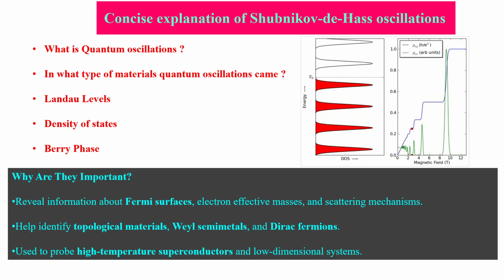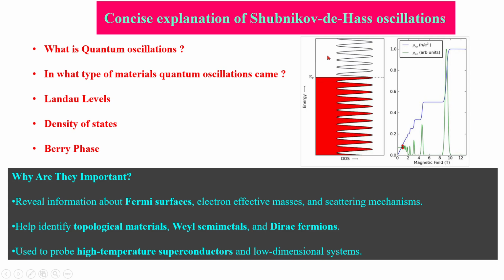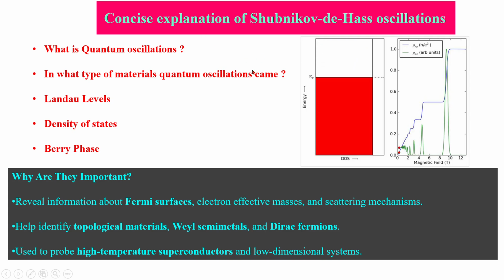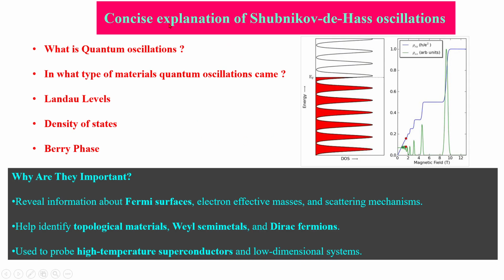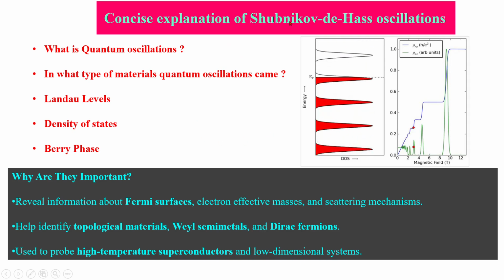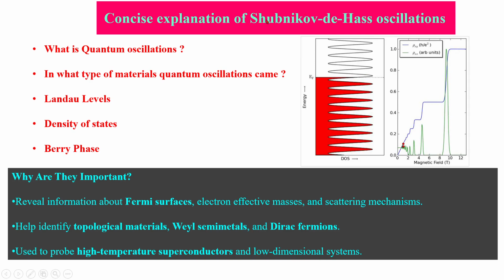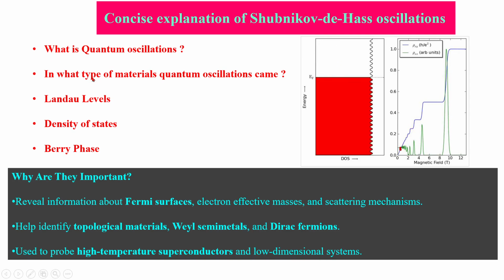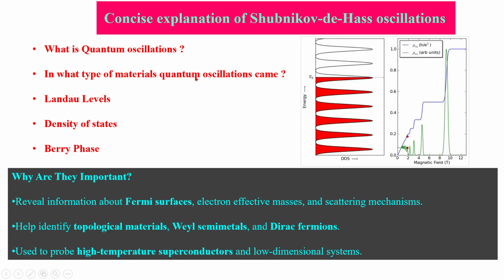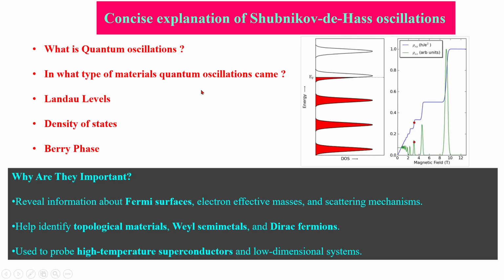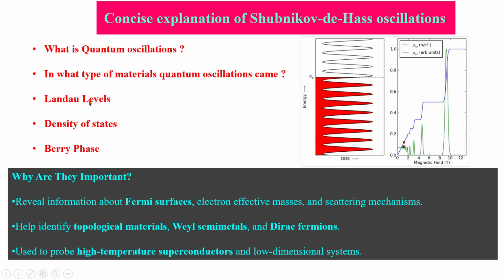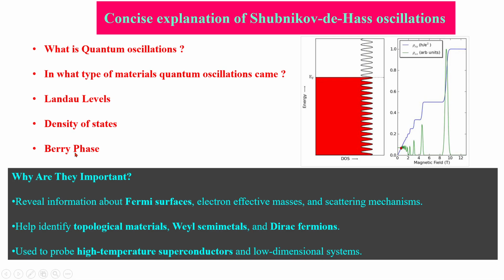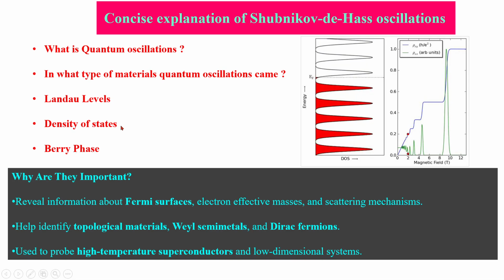In this video, a brief explanation of Shubnikov-de Haas oscillations, quantum oscillations, is given in a very concise way. This has been covered under the outlines. 1. What are quantum oscillations? 2. In what type of materials do quantum oscillations appear? 3. Landau levels. 4. Density of states. 5. Berry phase.